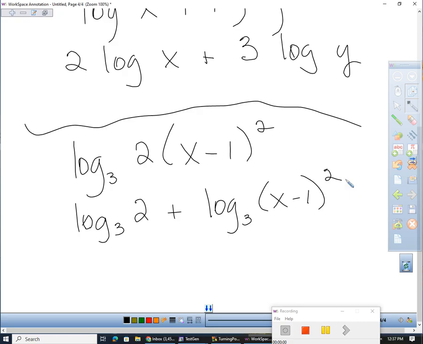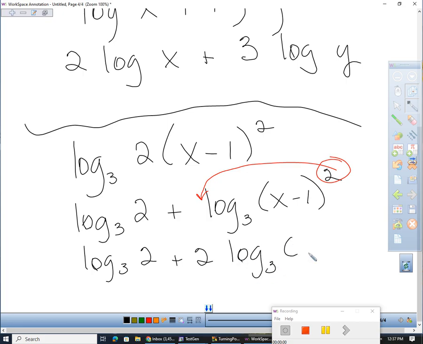So now I've got one thing left to do. What is it? Yes, this 2 right here has to go in front of the log. So I have log base 3 of 2 plus 2 log base 3 of x minus 1.